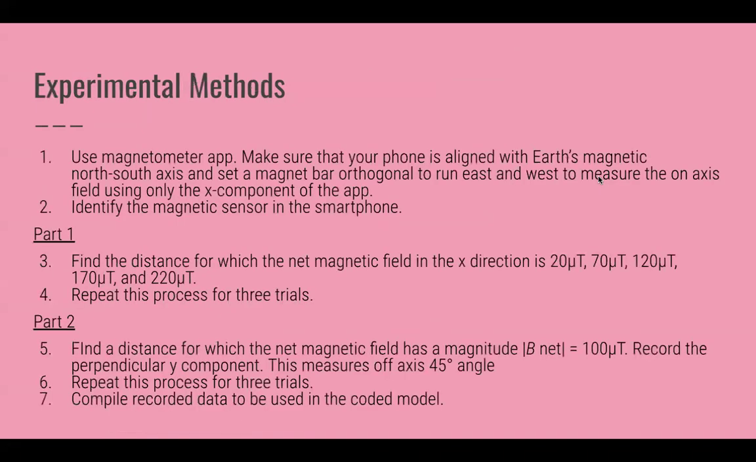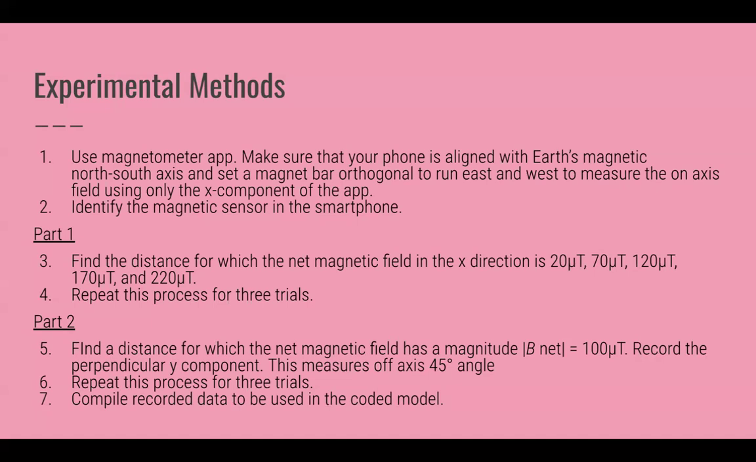This is the method I used to set up the experiment. I downloaded a magnetometer app and made sure it was aligned with the magnetic north-south axis, in order to ensure that the magnet's field is perpendicular to this axis so that we can add up these components directly. And then identifying the sensor.